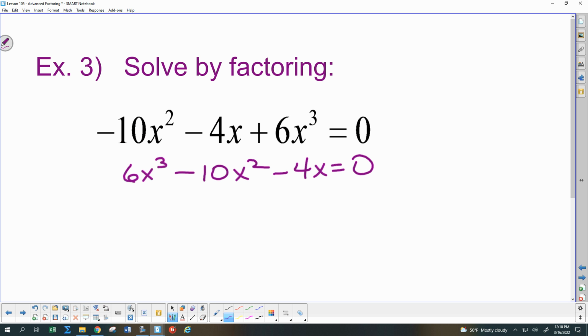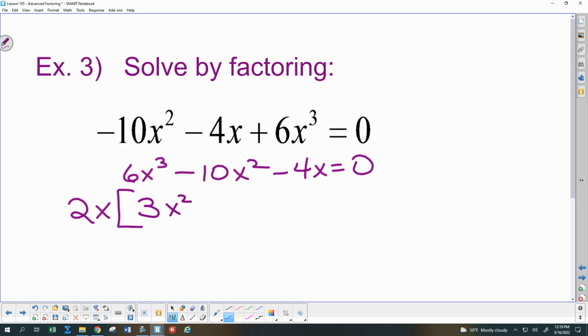GCF, is there one? What is the GCF? 2x. Does that have a letter in it? So we can't divide everything by 2x. So we're going to write down the 2x out in front as a factor. And then that leaves us 3x squared. Somebody help me finish writing out what I have if I factor out a 2x on the rest of this.